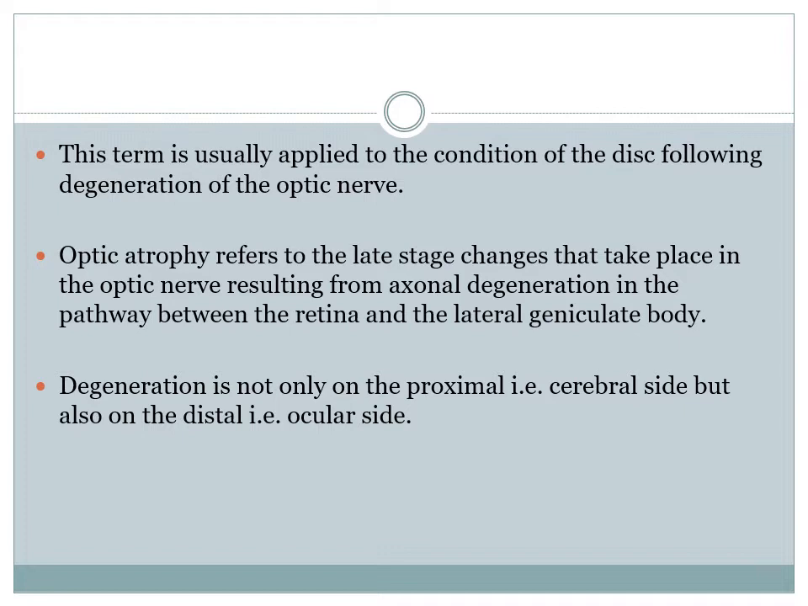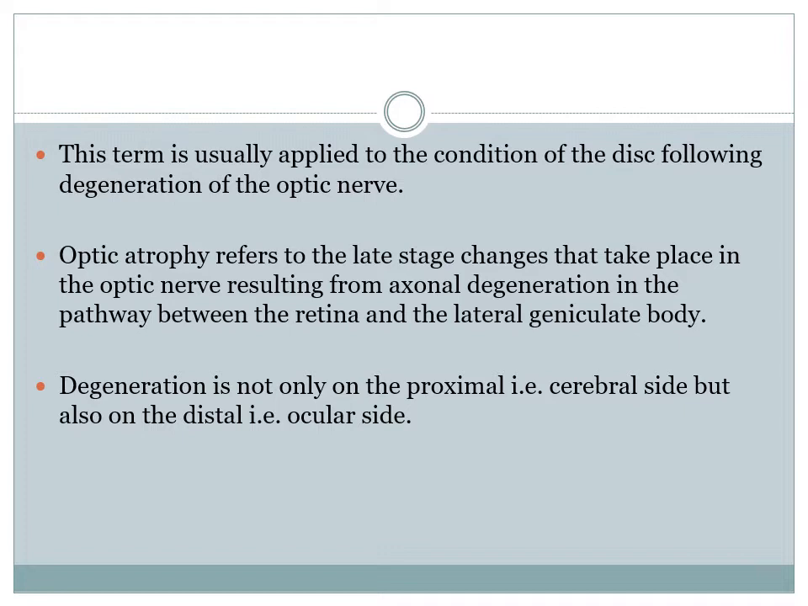You know, optic nerve is nothing but axons. They are axons of the retinal ganglion cells. Now, if these axons are degenerated between the retina to lateral geniculate body, the ultimate effect will be atrophy of the optic nerve head or optic nerve.